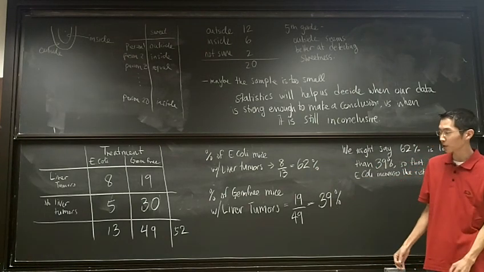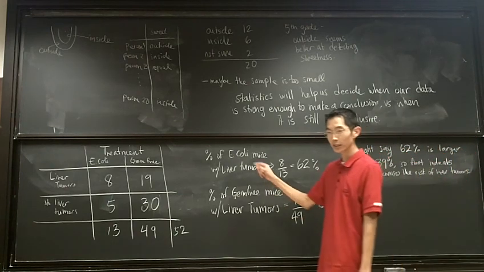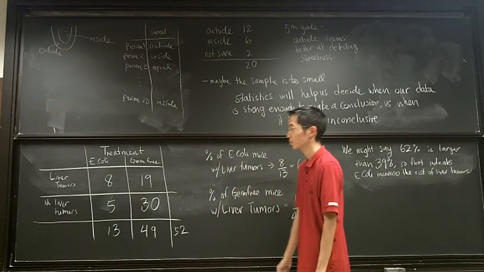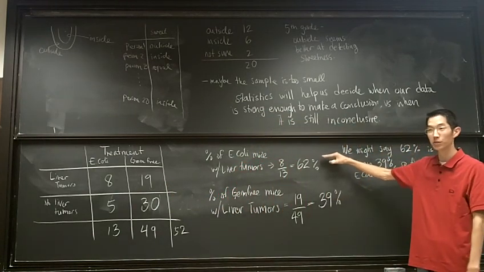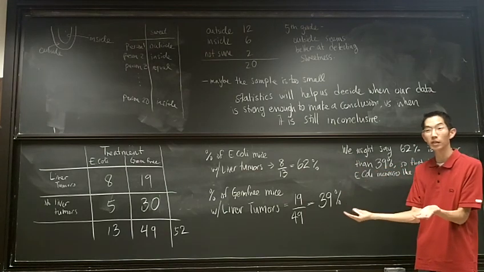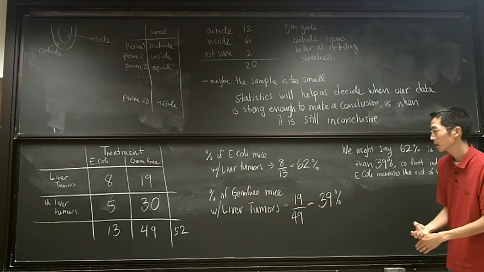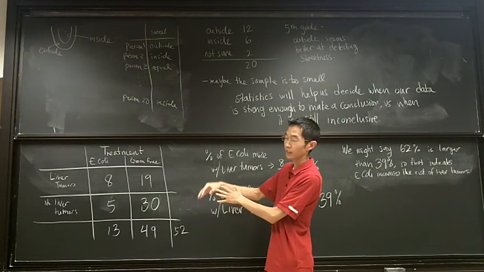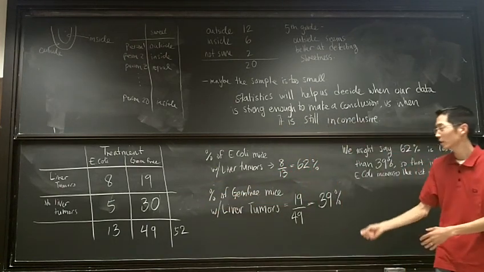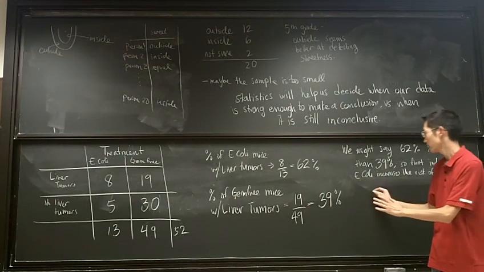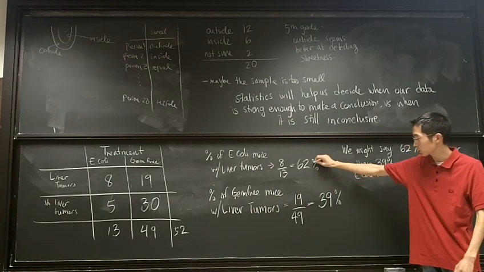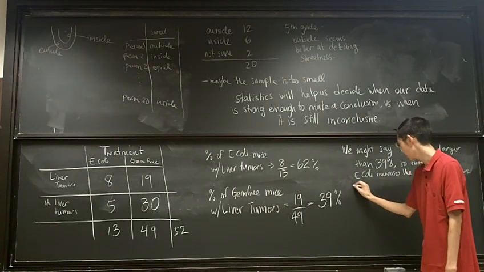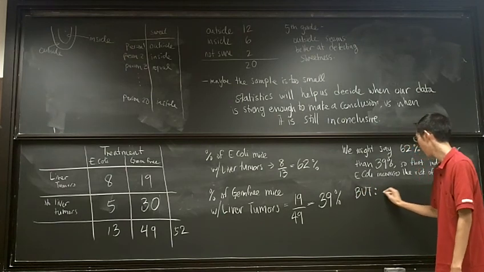62% is bigger than 39%, but if we do the statistical analysis on this data set, we'll see that the difference between 62% and 39% is actually not a significant difference. Okay, and so we will learn there's different analysis tools for this data, and when we apply statistics, we will see that this difference is actually not a significant difference.